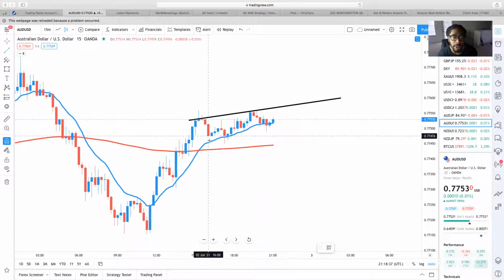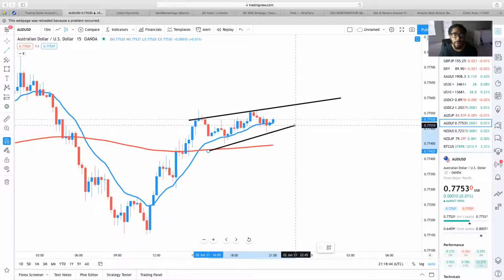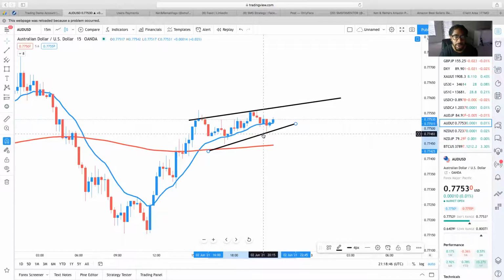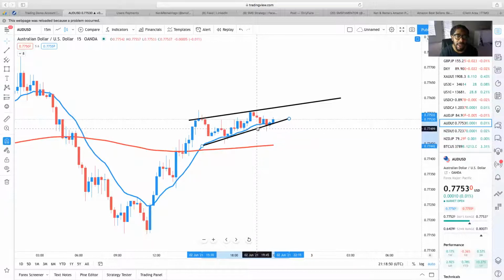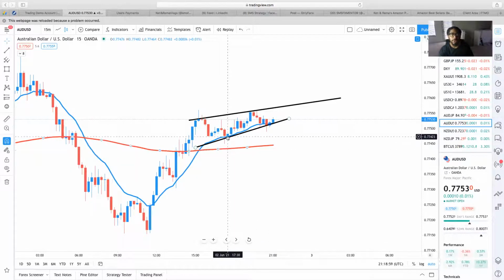Also, boom, we can do the same thing down here. We can get this line right here and we can draw and we can connect these two. We can connect these two by the wicks, or we can do it by the bodies, right? So we can push this up against the body, push that up against the body, and then boom. Now we have two touches here. So we got a touch here and we got a touch here, guys.